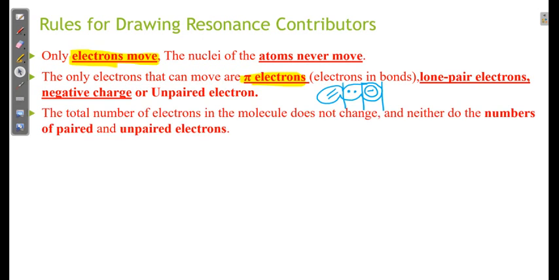The total number of electrons in the molecule does not change, neither does the number of paired or unpaired electrons.